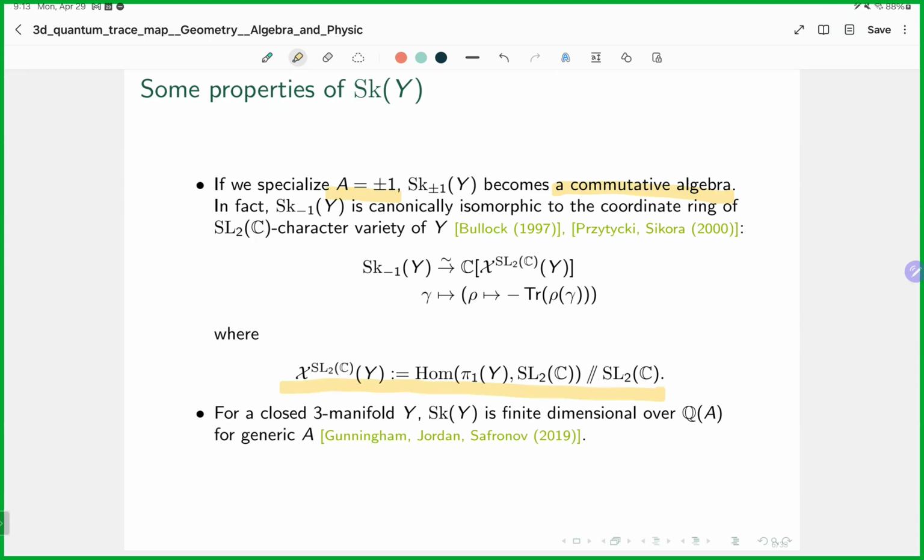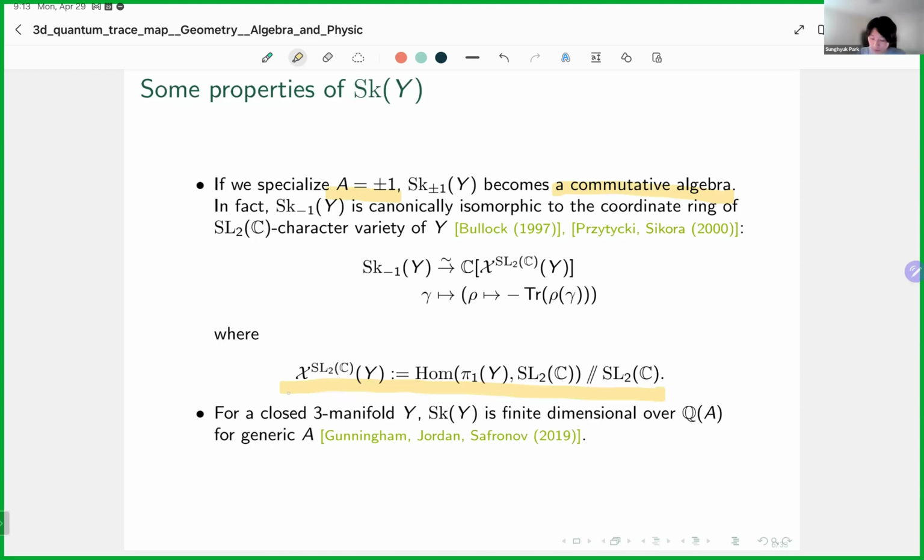What is the rho gamma? Sorry, can you speak a little louder? What is rho gamma? Oh yeah, rho and gamma. Yeah, sorry, I was going to talk about that. Okay.